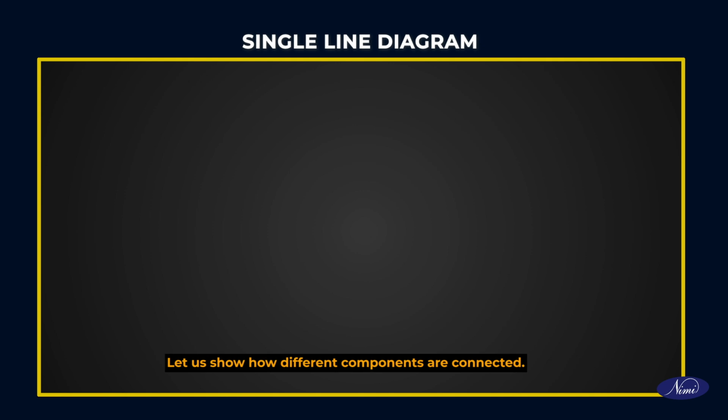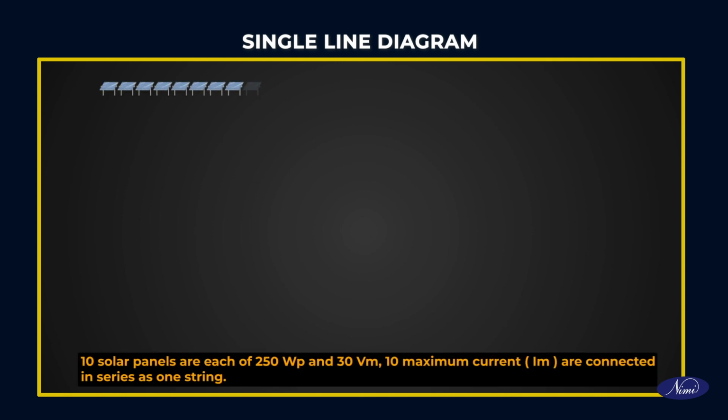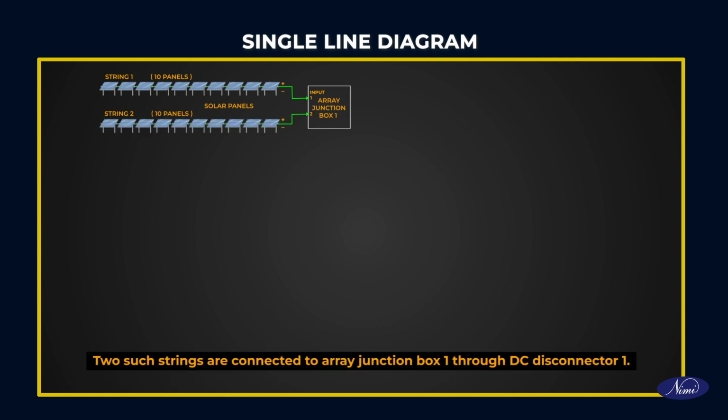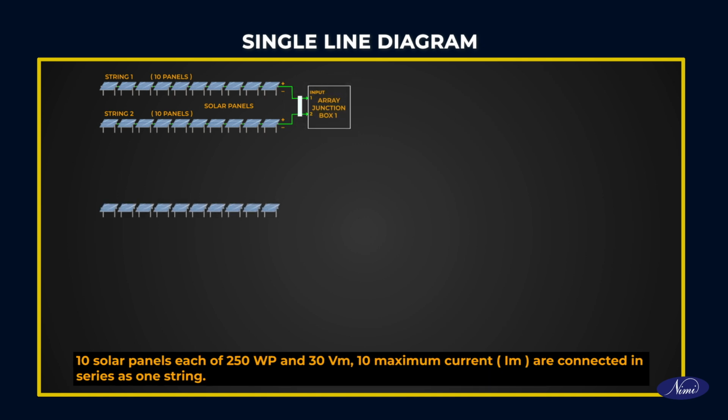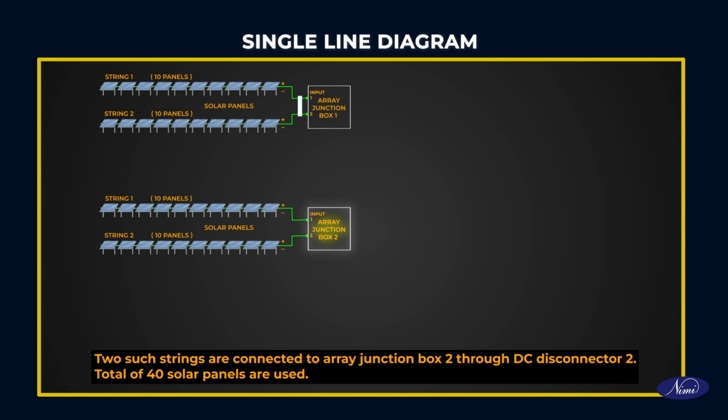Let us show how different components are connected. 10 solar panels, each of 250 watt power and 30 volts maximum, 10 Im maximum current, are connected in series as one string. 2 such strings are connected to array junction box 1 through DC disconnector 1. 10 solar panels each of 250 watt power and 30 volts maximum, 10 Im, are connected in series as one string. 2 such strings are connected to array junction box 2 through DC disconnector 2.